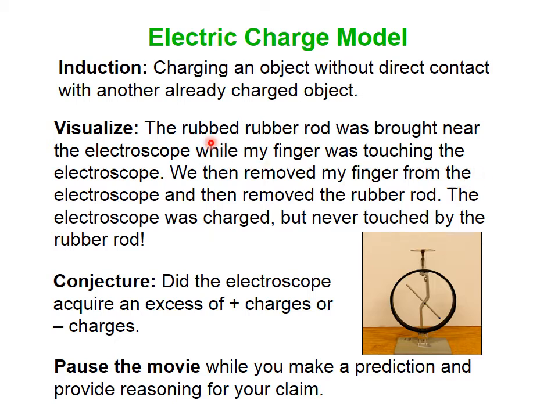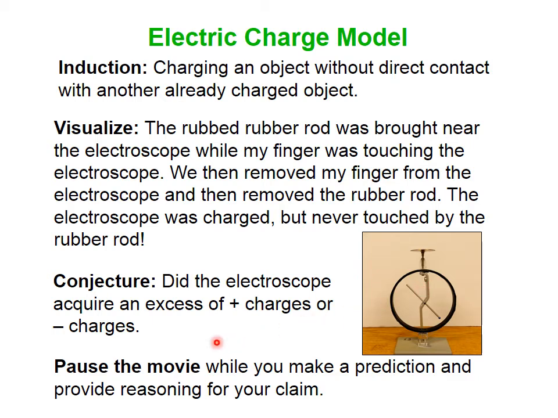So visualize the rubber rod brought near the top of the electroscope, your finger touching, removing the finger, then removing the rubber rod, resulting in a charged electroscope. We want you to conjecture: did the electroscope acquire somehow an excess of positive charges to cause this repulsion, or an excess of negative charges to cause this repulsion?